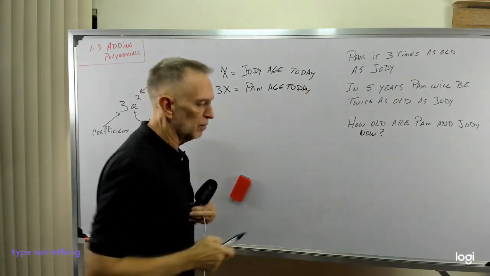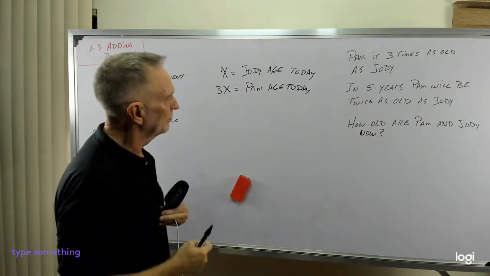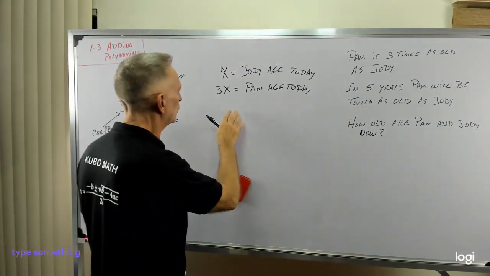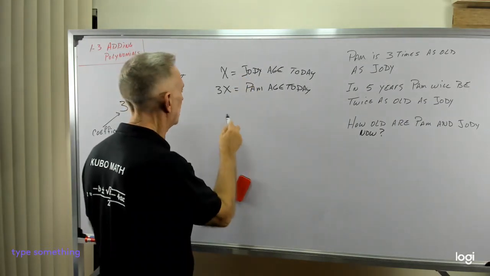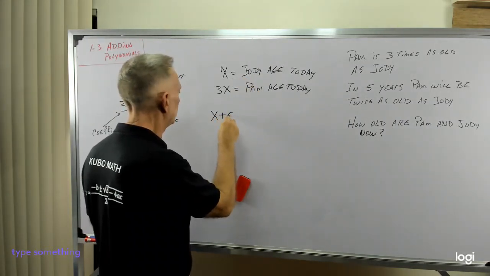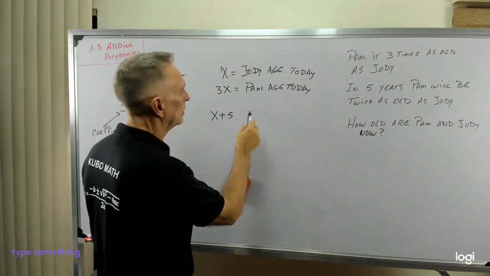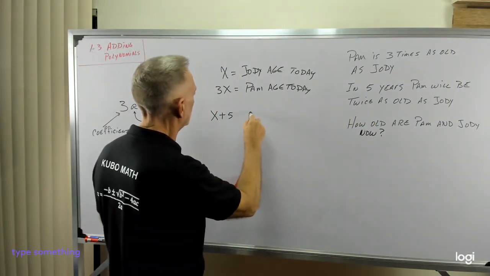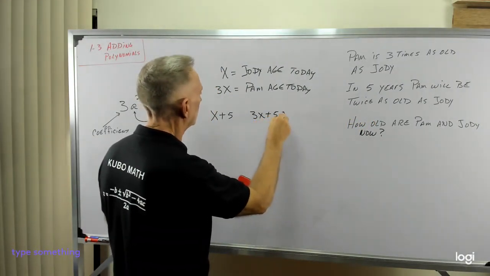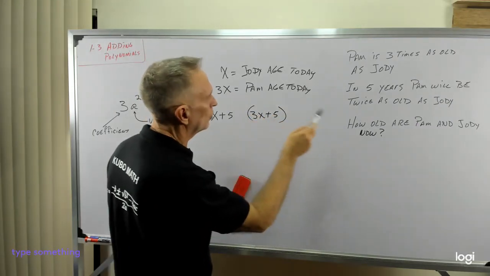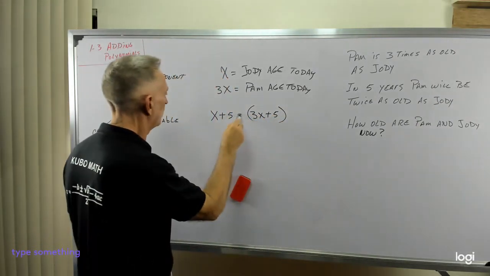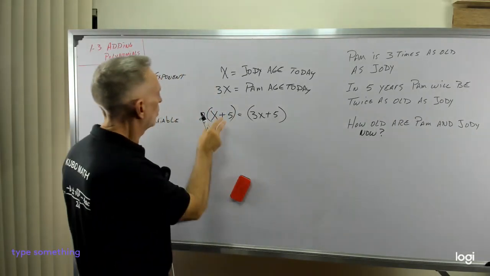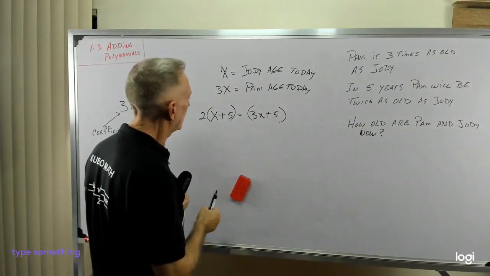I love word problems. To me, that's real life. In 5 years, 5 years from now, well, how old will Jody be in 5 years from now? Well, she'll be x plus 5. Okay? In 5 years, Pam will be twice as old as Jody. So twice this age will equal her age in 5 years.